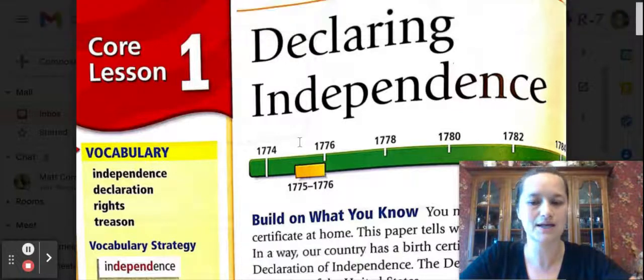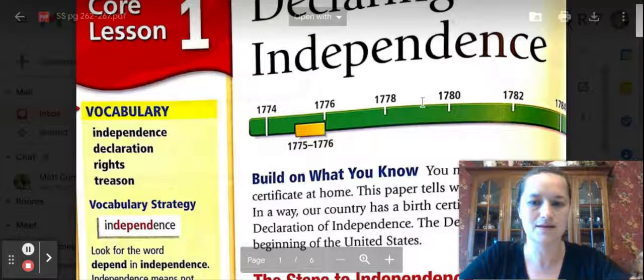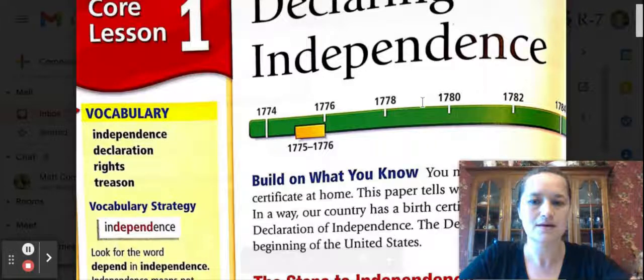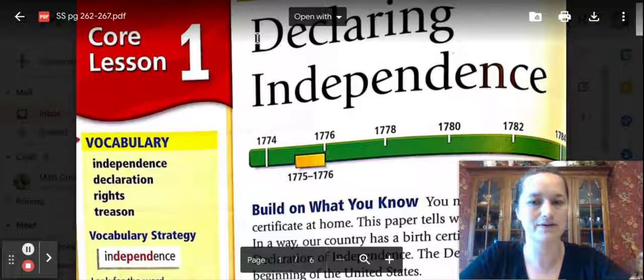While I am reading this to you, we'll be discussing and you'll be taking notes in your notebook. That will help you better understand these concepts. We can see that on our timeline, this unit for declaring independence is 1775 to 1776. If you're listening to this, you have already written down the date, Social Studies Lesson 1, Declaring Independence, and these 4 vocabulary words.